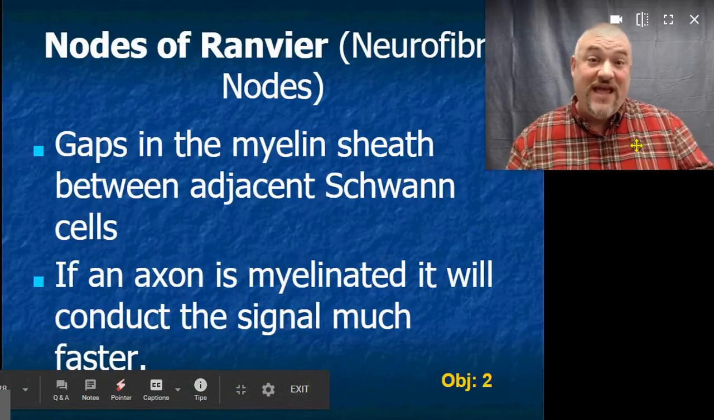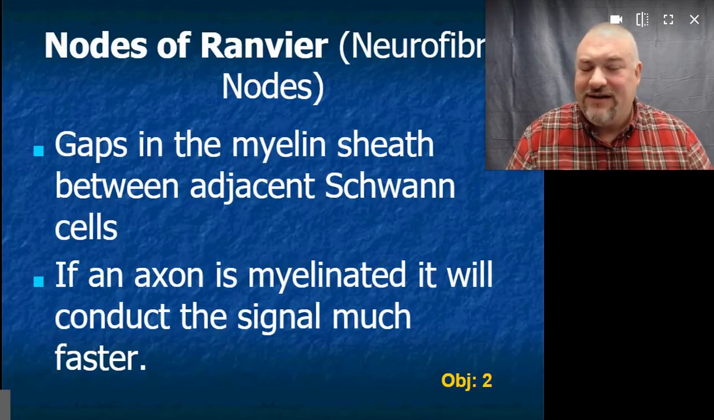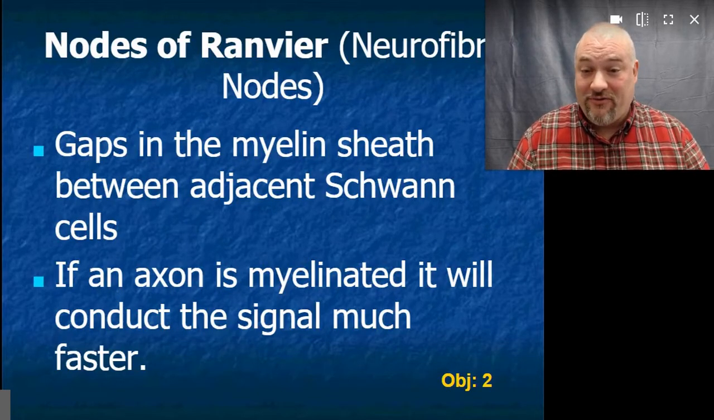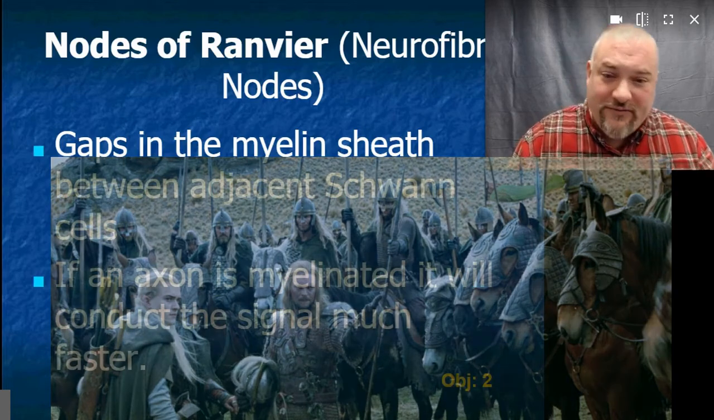Here's one, the nodes of Ranvier. I think they're pronounced Ranvier. I like Ranvier. Sounds more like something out of a Tolkien novel, right? The riders of Rohan are off to the nodes of Ranvier to fight the orcs or whatever.